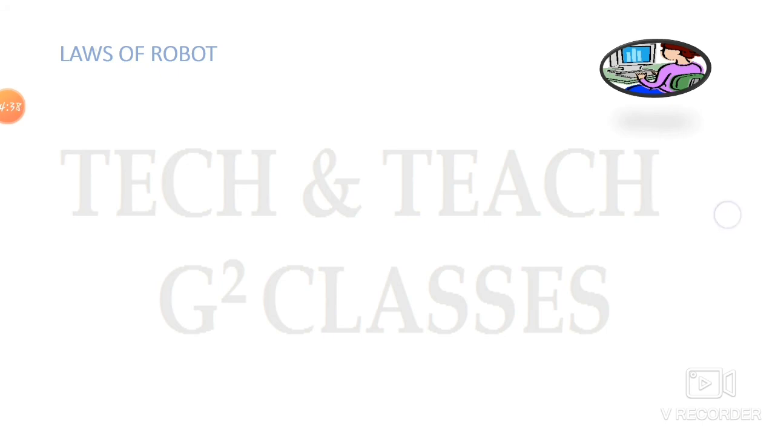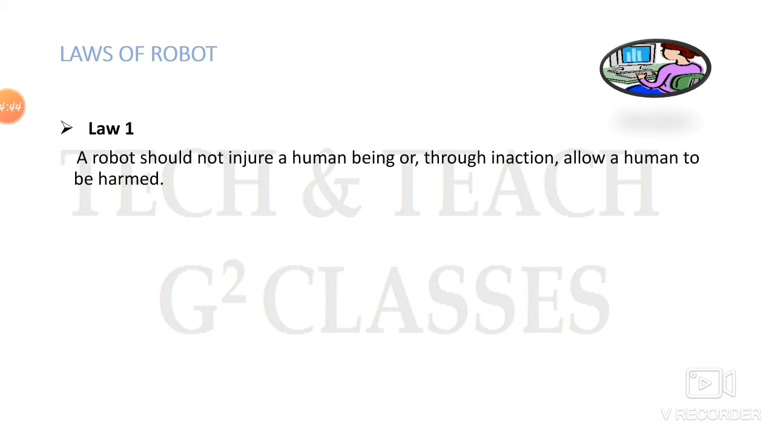The first law, law 1. The first law is a robot should not injure a human being. Okay, that is your first law. Here also they mentioned the same thing: a robot should not injure a human being or, through inaction, allow a human to be harmed. Okay, 100% a robot should not harm anyone.